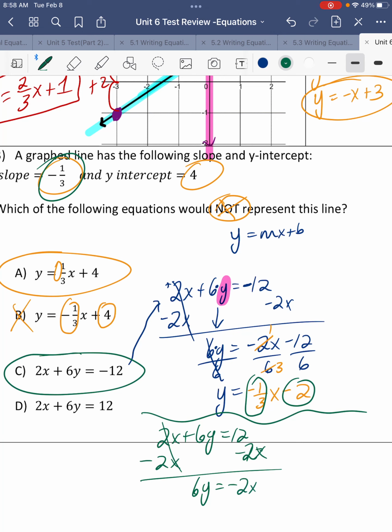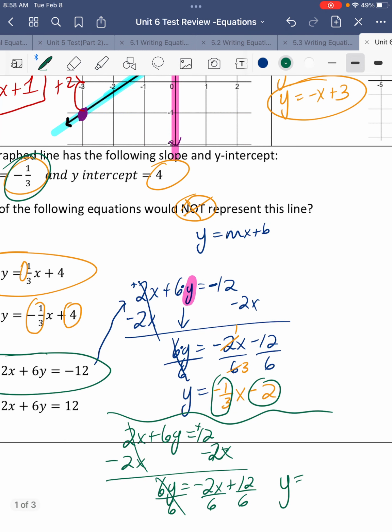We have 6y that's going to come down. We have a negative 2x. That 12 is positive, so it's going to be plus 12. Divide by 6, divide by 6, divide by 6. And we get y is going to equal, again, negative 2, 6 can reduce to negative 1/3. 12 divided by 6 is 2.